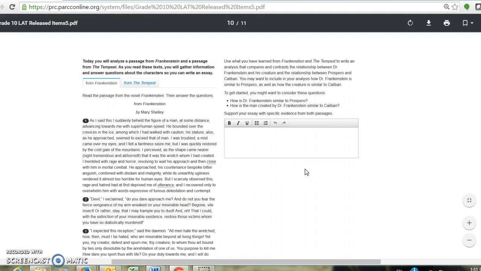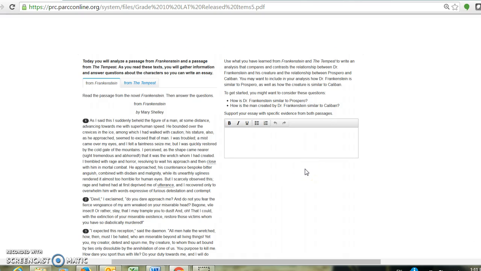So read the prompt carefully and make sure your essay is very focused on what the prompt is asking. Even if you don't agree, it doesn't matter. That's what the reader is looking for, and that's what you're supposed to write on PARCC to get a great score. Okay? So those are some tips on that.